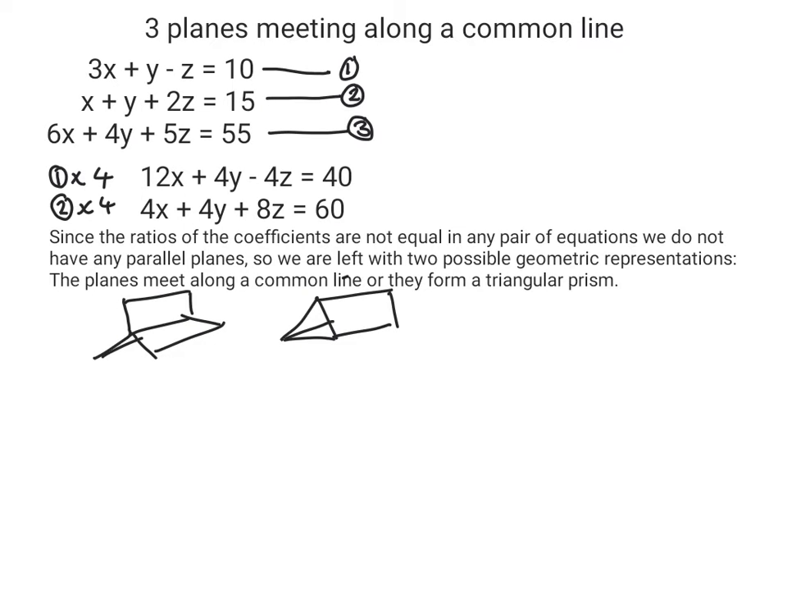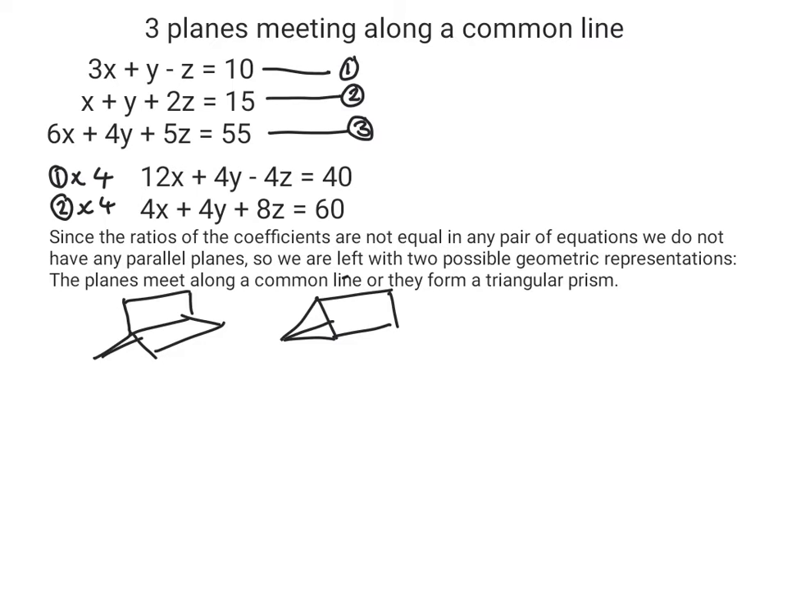Okay, I've tidied things up a little bit for you there. So to decide which one of these two situations is correct, what we do is we try and solve the problem, and if we end up with an inconsistency, it's the triangular prism. If we end up with a consistent result, although not a very helpful result, then we know that it's the planes meeting along a common line.